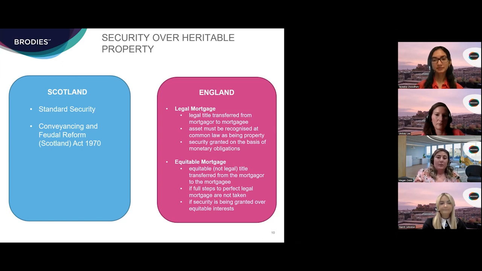In England, if security over heritable property has been granted by way of a debenture, the debenture will detail the type of mortgage and any perfection steps that are required to create a reliable and enforceable security. Again, both of these charges have specific registration requirements, which will be discussed in more detail shortly. And I'll now pass on to Taiba, who will look at further differences between the two jurisdictions.